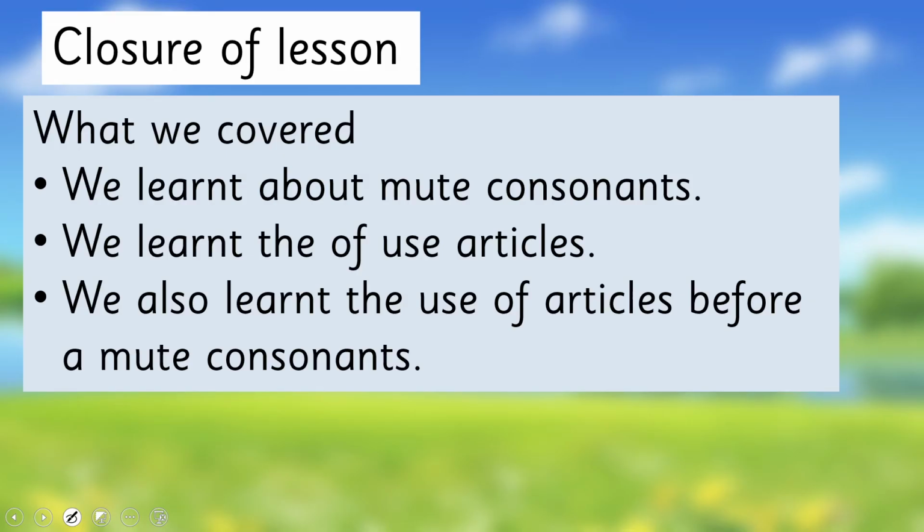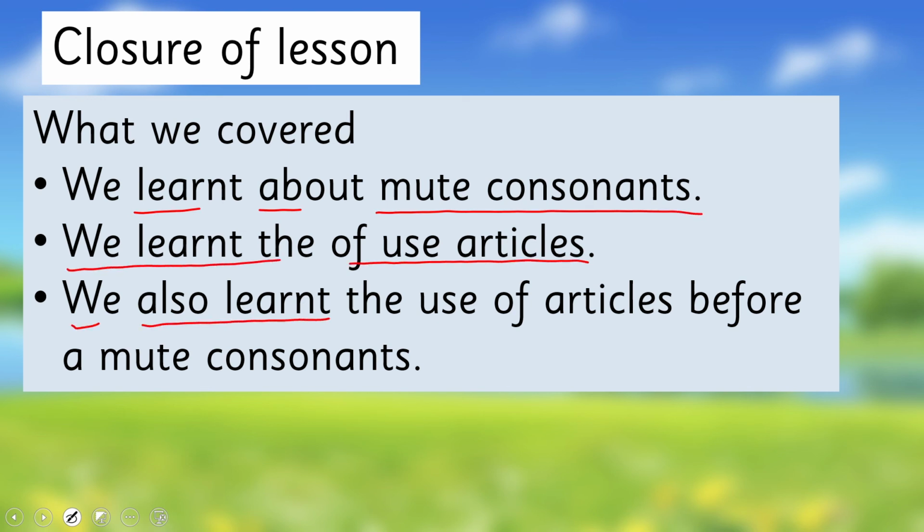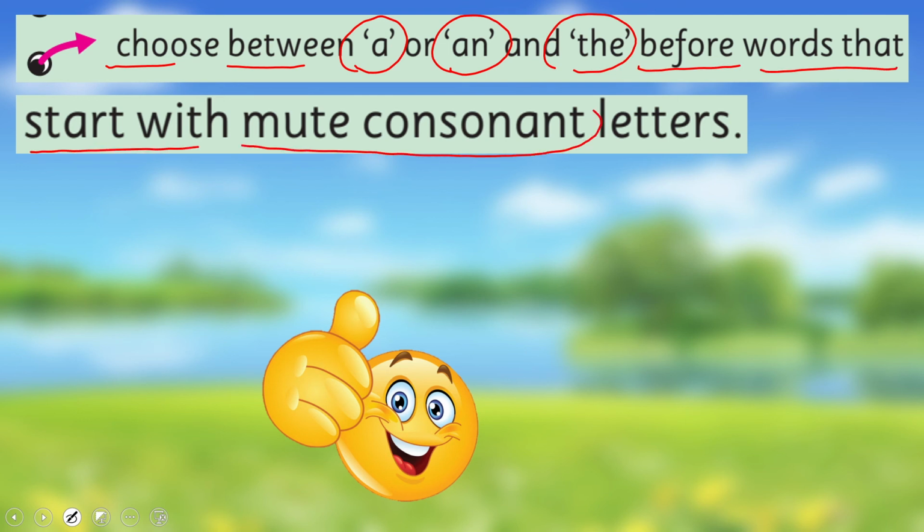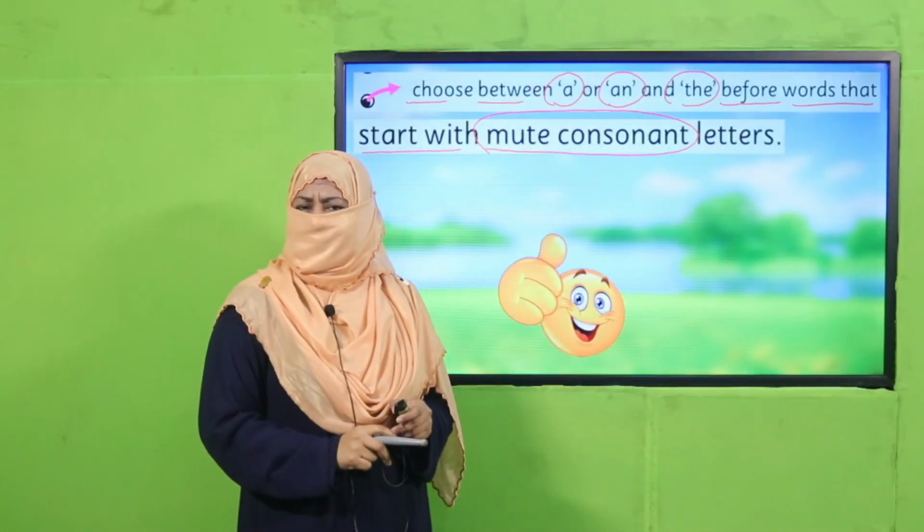So in this way, we learned about mute consonants, we learned the use of articles, and we also learned the use of articles before mute consonants. So in this way, we achieved our SLO: choose between a, an, and the before words that start with mute consonant letters. Yes, my dear children, are we done with it?